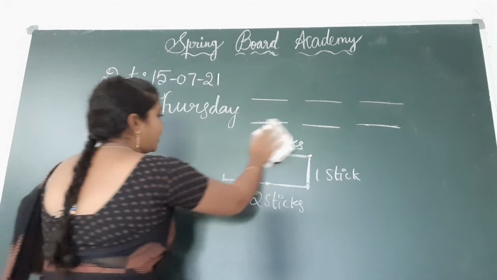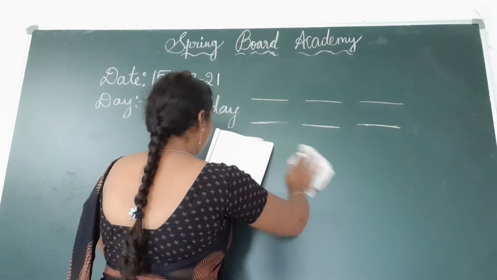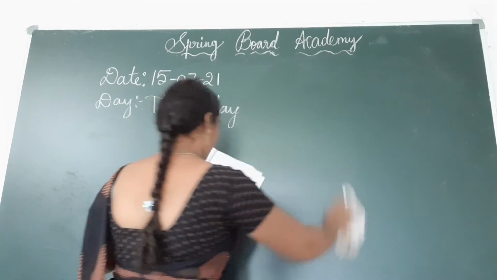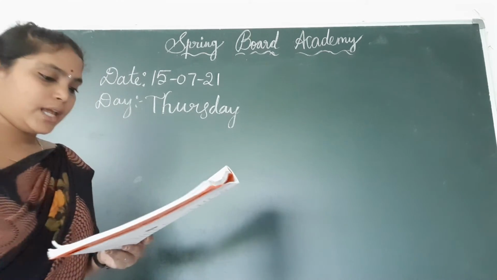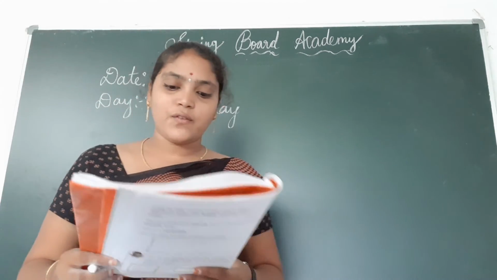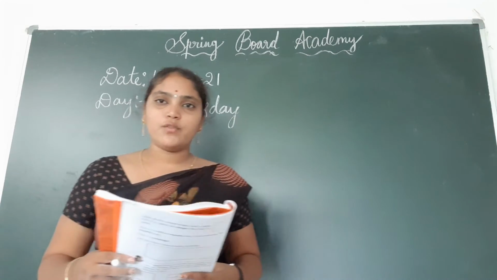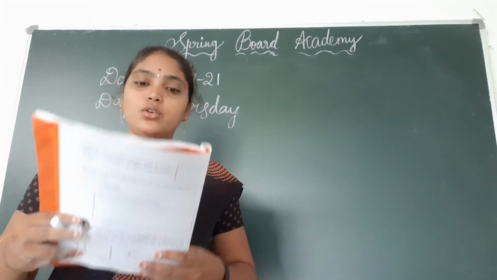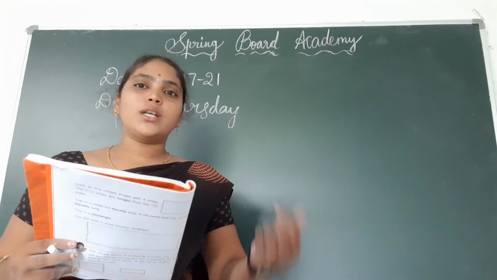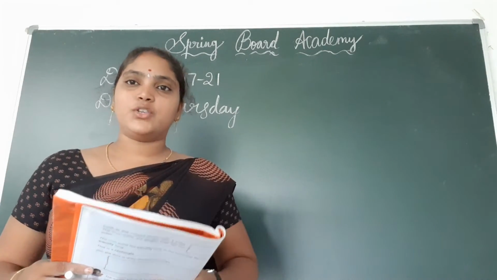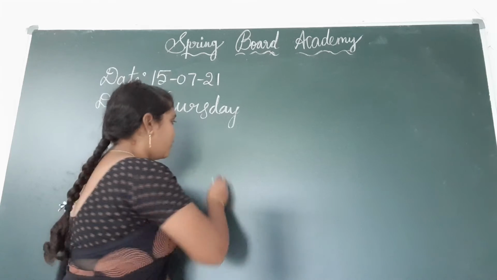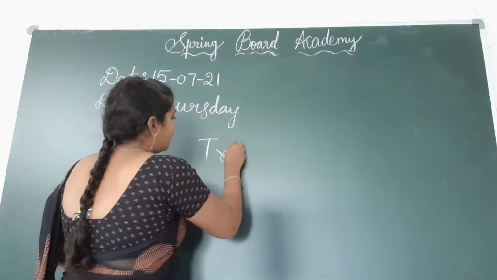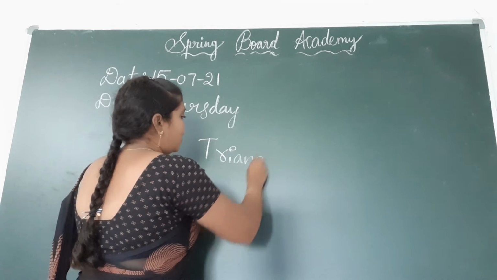Next, look around. Draw the object that you see around that looks like the following shape. Okay, here what we have to do, children? We have to draw the object that looks like the given shape. So what are the objects that look like a triangle that we have to draw?